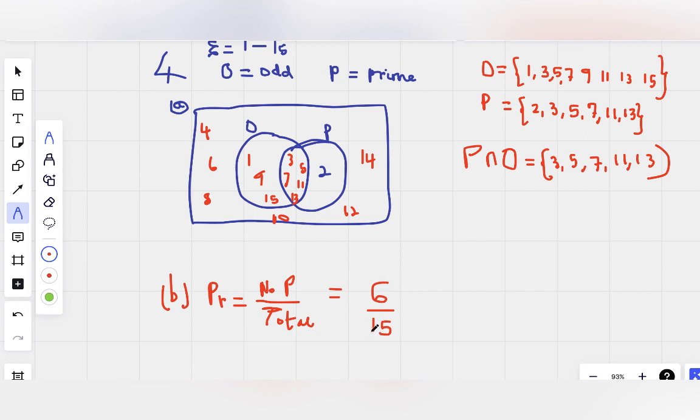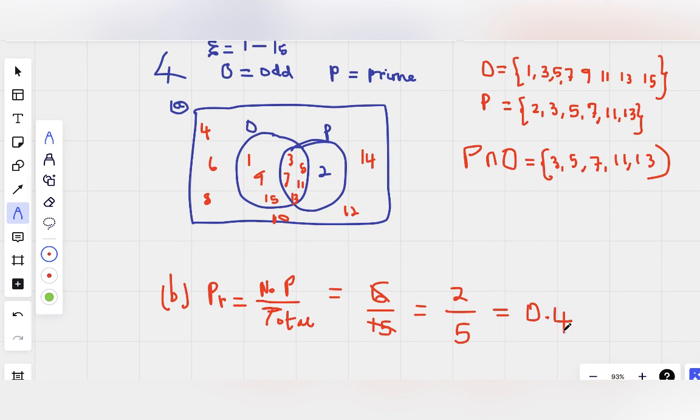So here we can simplify, right? 3 can divide 6 and 3 can divide 15. When 6 is divided by 3, you get 2, and 15 divided by 3, you get 5. So our answer will be 2 over 5, or 0.4. If you change this to decimal, you're going to get 0.4.